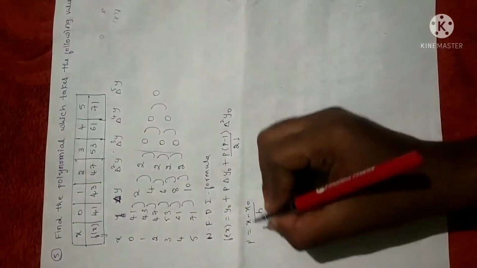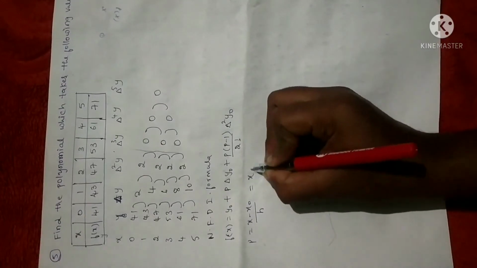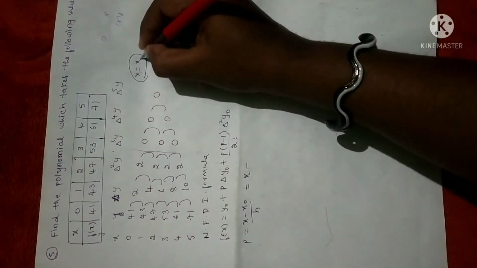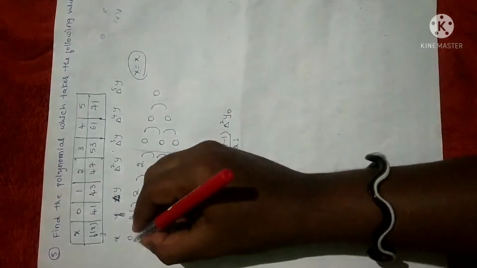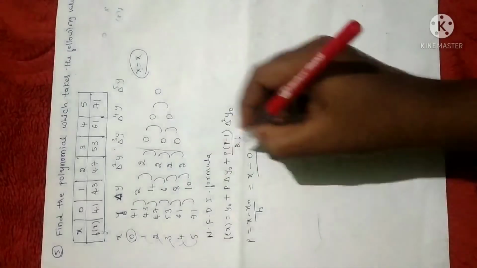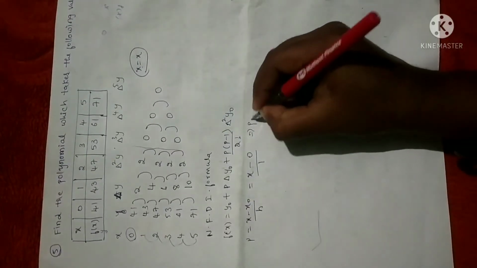Now we need to calculate p by using this formula. So x is as it is, as we need to find the polynomial. As I already told you, while finding the polynomial the x value will be equal to x only. X naught is the first value, that is 0, divided by h. Everywhere the common difference is 1. So the required p value is x.